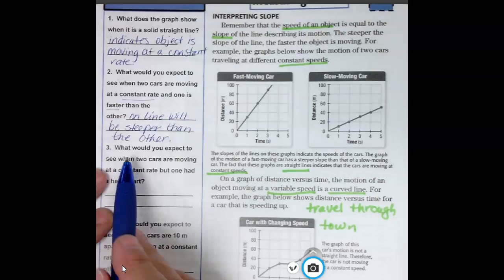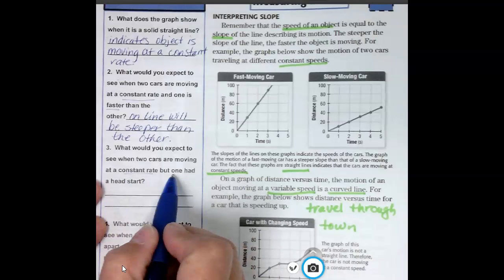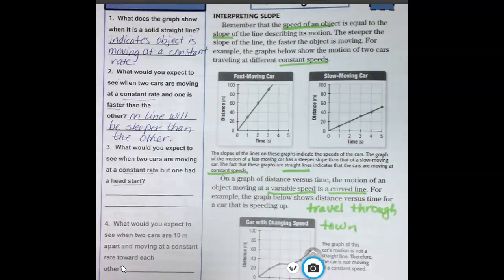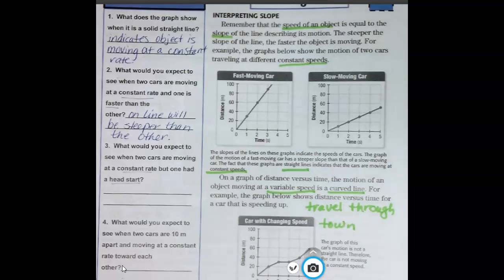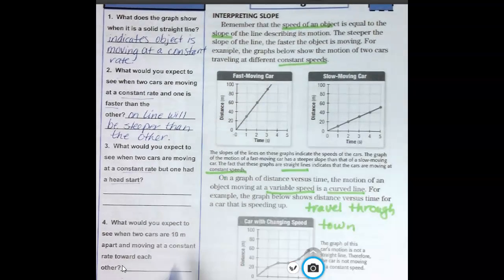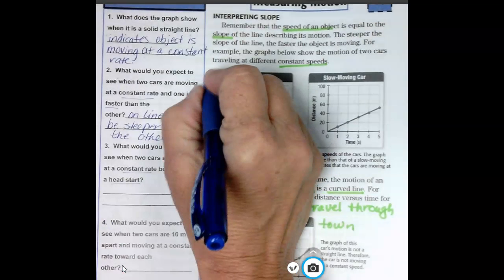So the next one, what would you expect to see? This one's kind of tricky. When two cars are moving at a constant rate, but one has a head start. So what we mean by head start is from our frame of reference that we're looking at, or our starting point would be our frame of reference. One has a head start. So if I'm looking at, let's say, this graph right here, or this one, either one. So I'm going to use this one to illustrate number 3.